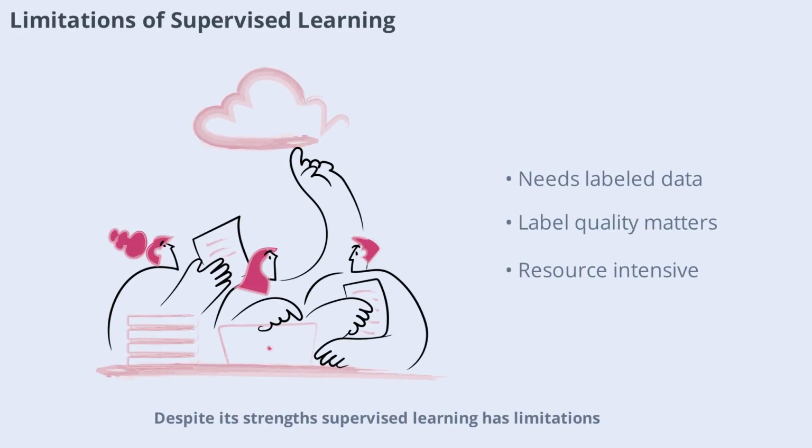Despite its strengths, supervised learning has limitations. It requires large amounts of labeled data, which can be expensive and time-consuming to obtain. The model's performance is also limited by the quality of the labels. If the data is mislabeled or incomplete, the model may learn incorrect patterns.